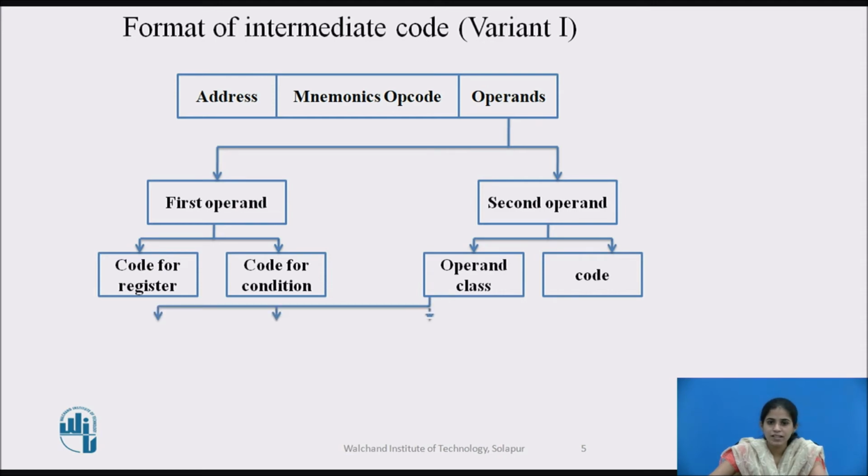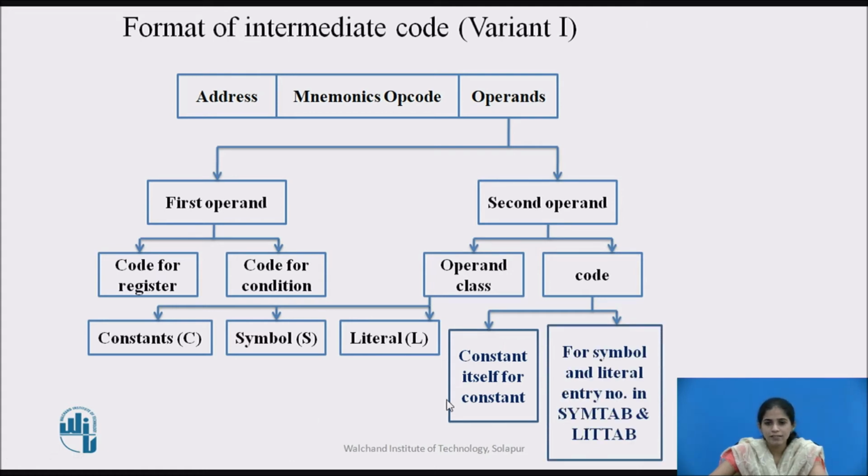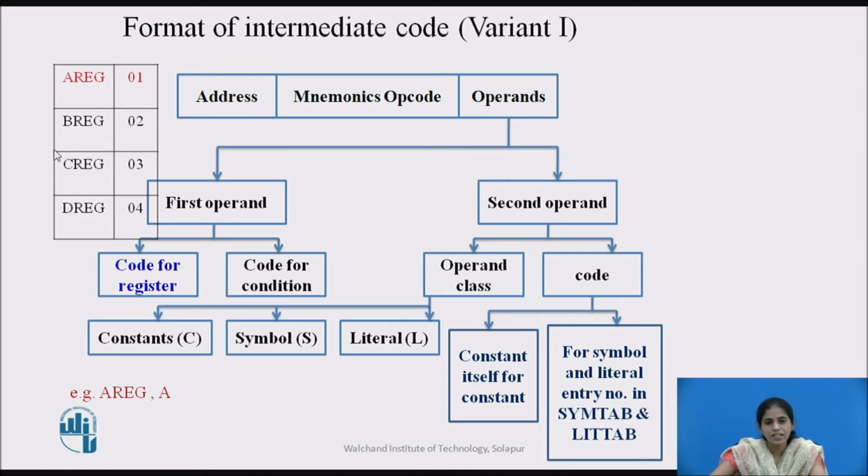Now here the operand class contains three: constant, symbol and literal. And the code consists of, for the constant, the constant value itself, and for the symbols and for the literals, the entry number in the symbol table and the literal table. We see one example, a register comma A. So the first operand is A register. Here the code for the register: we know A register 01, B register 02, C register 03, D register 04. So for the A register we specify the value 01.